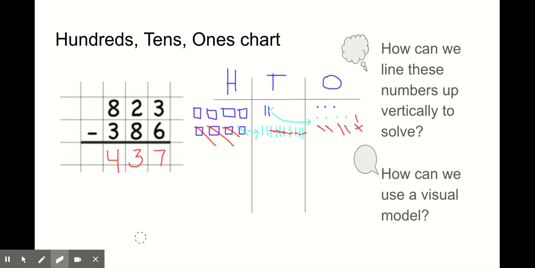If this way made sense to you, awesome. Stick around or go do your homework. If you're still a little confused, we're going to try one more model to help you practice on the next slide.